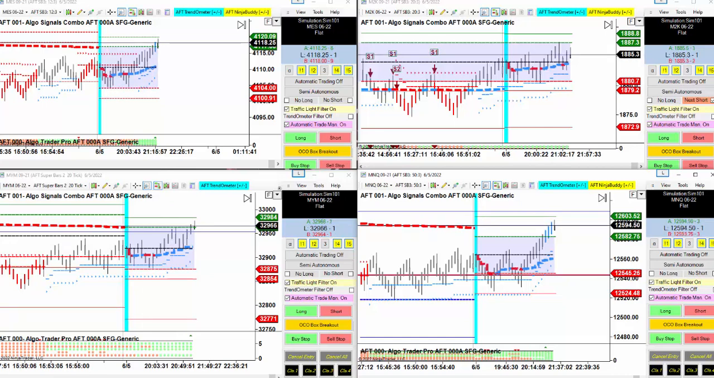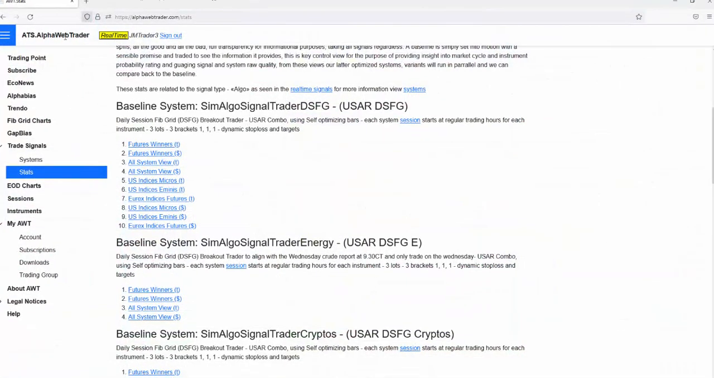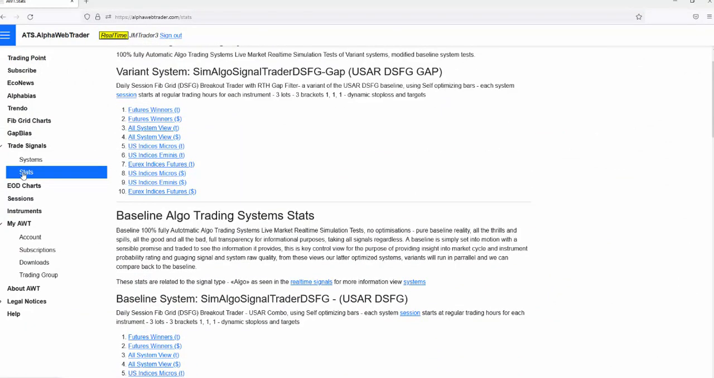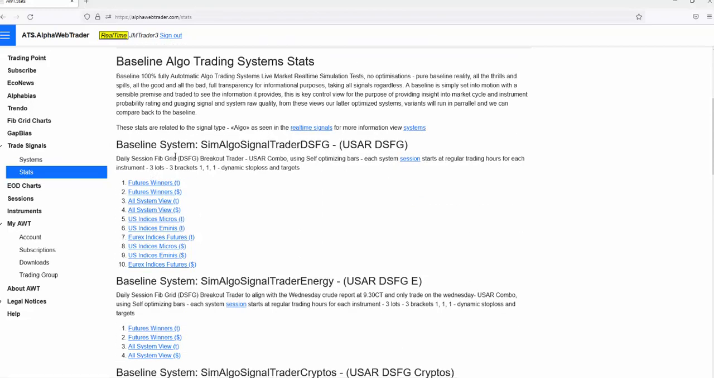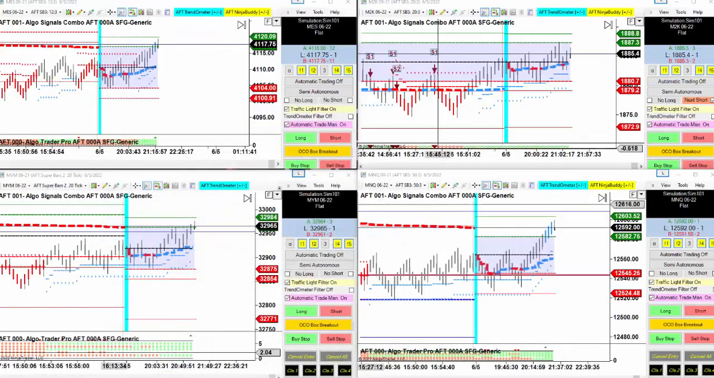But what I wanted to show you, we do keep stats on this breakout strategy and some other things, some variants, so that you can see kind of the baseline of the system. If you have the AFT, you can come to the stats page here if you're logged in, and you can look at some of the baseline. This is the daily session FibGrid. This is the breakout trader, that template that I just showed you. That comes right out of the box, ready to go, and the different markets that you can check there. But if you don't have AFT, you can also check for free, and the links are below, our Discord server.